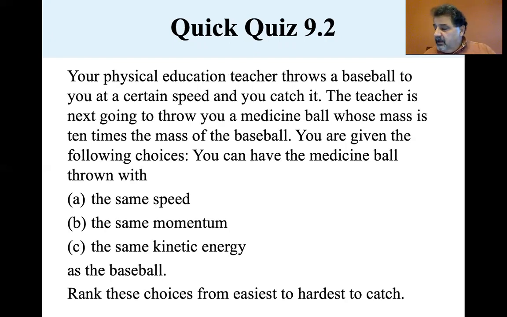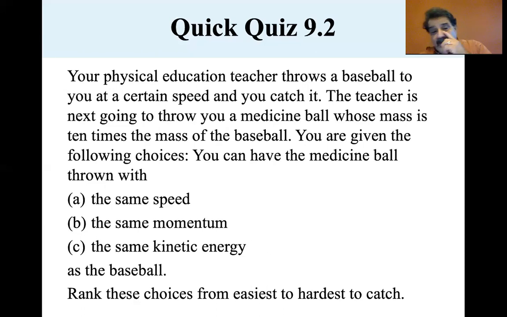Now, your physical education teacher throws a baseball to you at a certain speed and you catch it. The teacher is next going to throw you a medicine ball whose mass is 10 times the mass of the baseball. You're given the following choices. You can have the medicine ball thrown with the same speed, the same momentum, or the same kinetic energy as the baseball. Rank these choices from easiest to hardest to catch. Which one would be easiest?